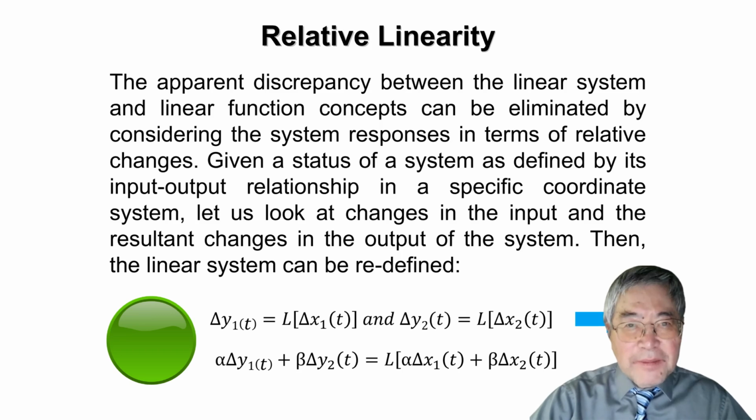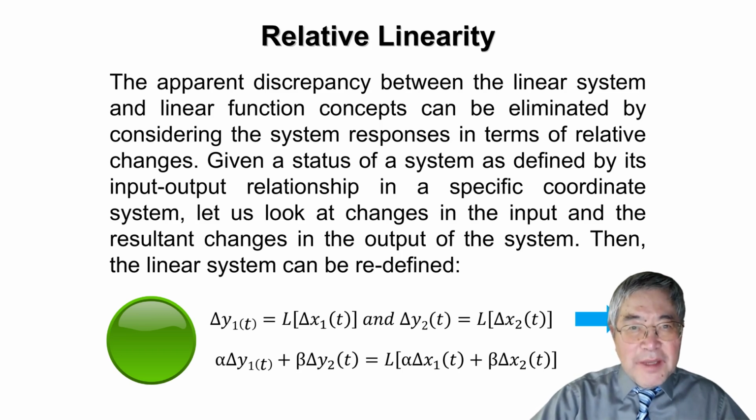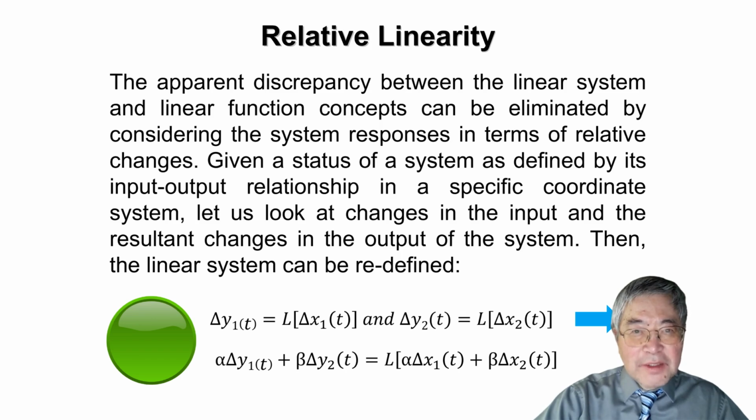What do I mean? Imagine a system where the input-output relationship is tied to a specific coordinate system or reference point. Instead of looking at the absolute input and output values, we examine how changes in input produce changes in output. This approach allows us to apply linear system theory even when the system's baseline isn't aligned with the origin.